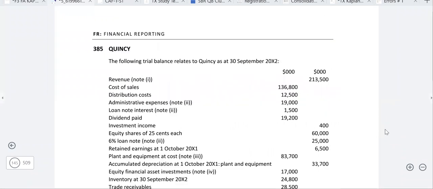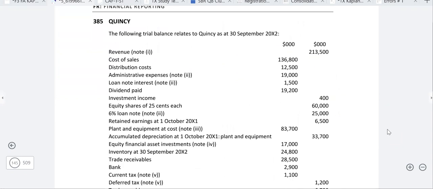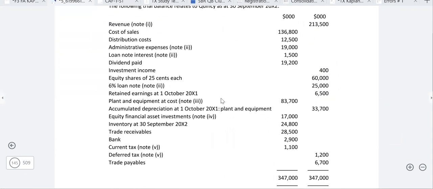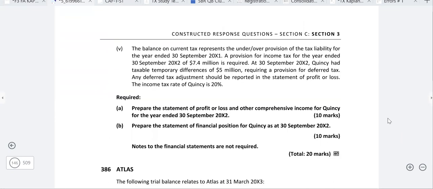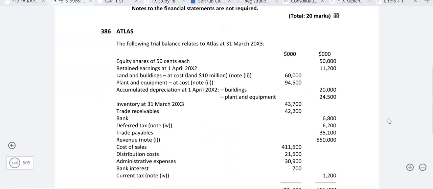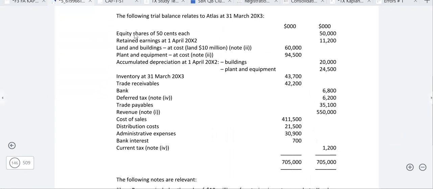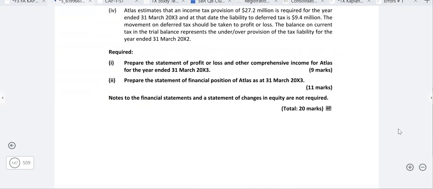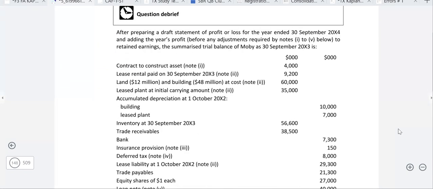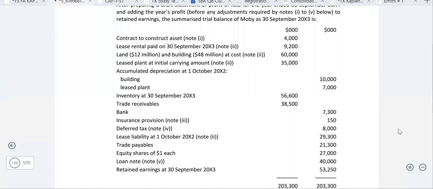Okay, then we go to the next question, which is Quincy. So let's see, do we have any lease thing within this? No, we can't see any lease thing in this. So let's just skip it. And then we have Atlas. Within the Atlas, no, we can't see any lease scenario in it. So again, let's skip this question as well. Let's go to the next question, which is Moby. Okay, yes.